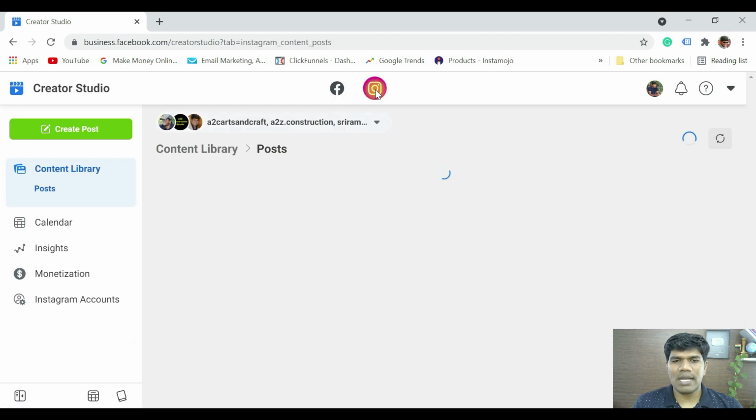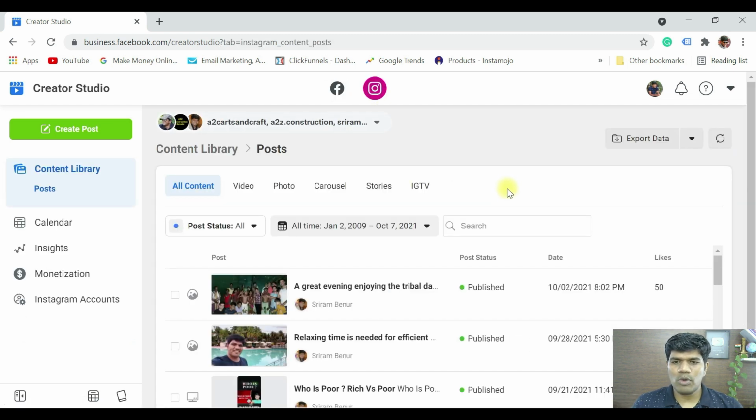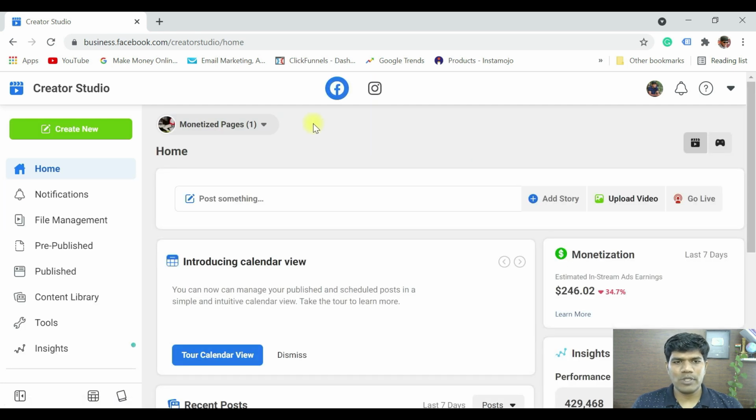If you have connected your Instagram, then certainly you can see the posts, how they have been performing over here. Videos, photos, carousel, stories, IGTV, everything you can see from here as well. Now our interest is Facebook, so let's go to the Facebook section. Right at the top you find an option to create a new post. You also have the same thing right here in the middle. Either you can create or add a story, upload video or go live from here.